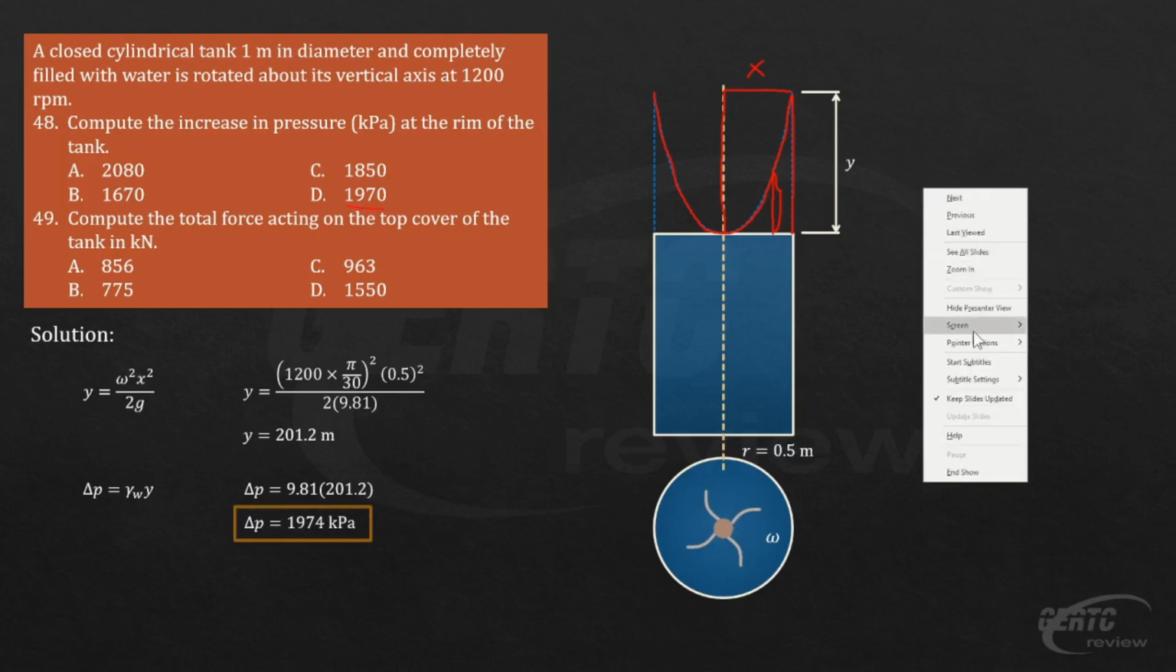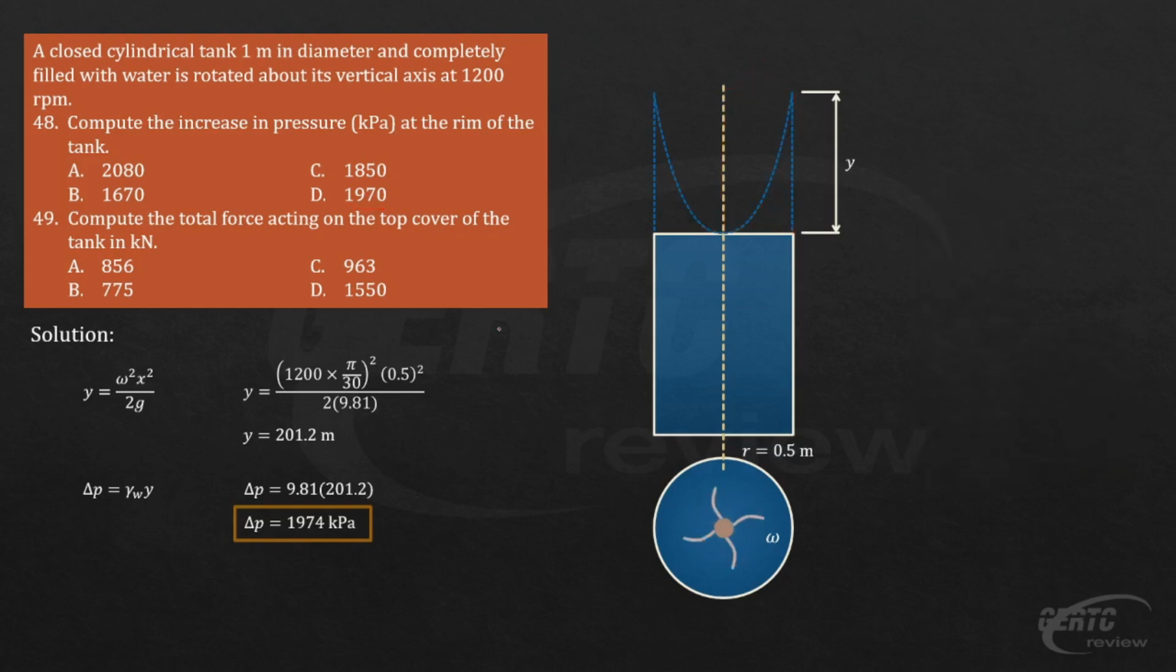The second question is, what is the total force acting on the top cover of the tank? How will you compute that? To do that, you compute the imaginary volume of water right on top. This is the part I shaded, have you noticed that? This part is shaded. The weight of that imaginary volume of water is the total force acting on top.